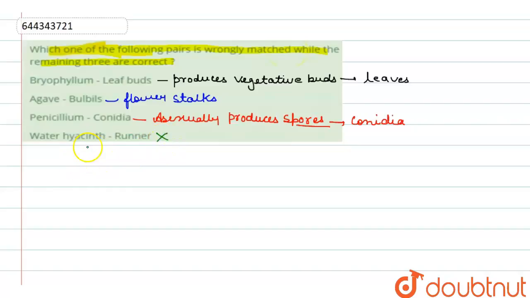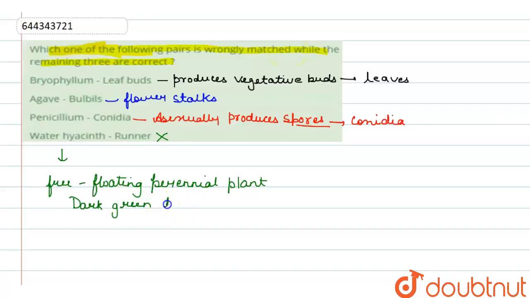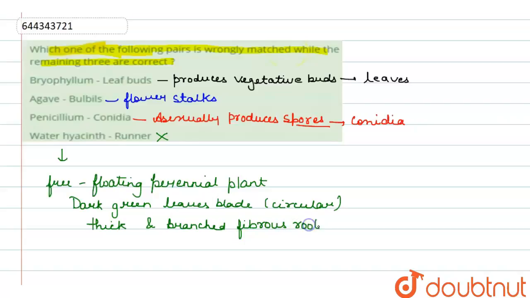This is incorrect because water hyacinth is a free floating perennial plant. Okay, it has dark green leaf blades, which are circular. All right, it has a thick and branched fibrous root.